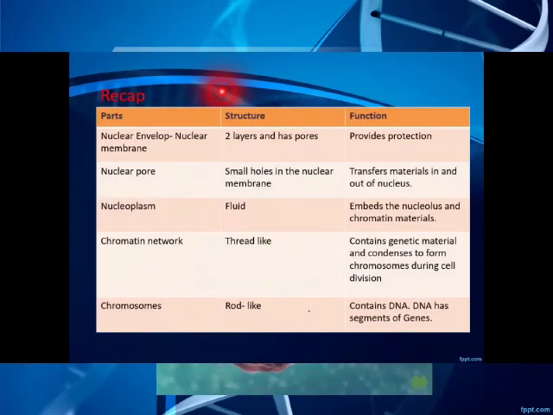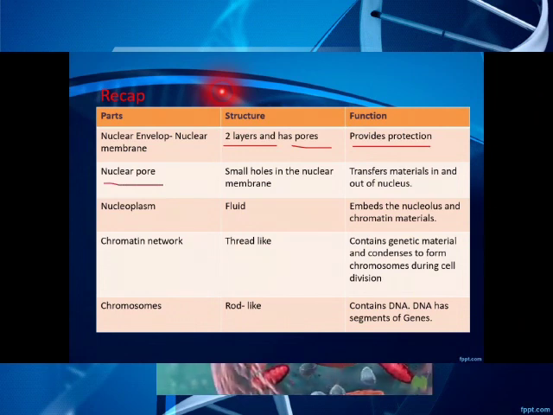Now let's have a quick recap about the parts present in the nucleus. Here are the parts, and I have typed the structure of each part and also the functions of each. So the nuclear envelope or the nuclear membrane is made up of two layers and it has some pores on it. So this nuclear envelope provides protection to the nucleus. The nuclear pore is nothing but small pores in the nuclear membrane. So these pores will help in transfer of materials in and out of the nucleus.